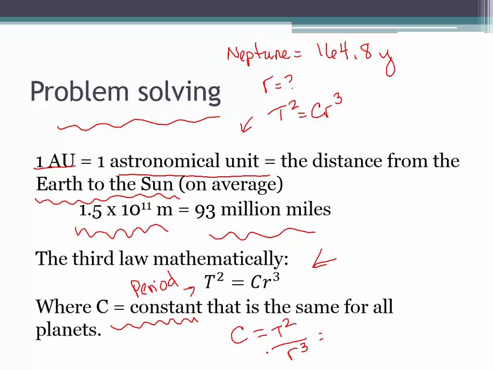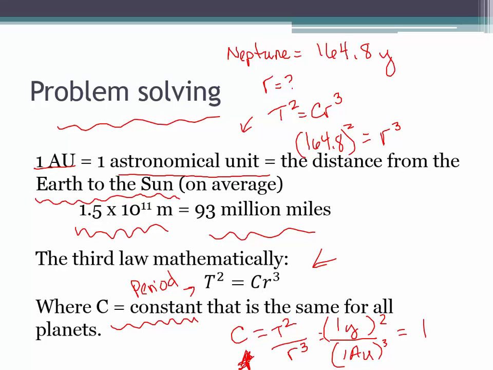So we're just going to go with Earth. The period for Earth to go around the Sun is 1 year. And the distance the Earth is from the Sun is 1 AU. So that makes our math super easy. So that's just 1. So when we come back up here, we have the period 164.8 squared is then equal to radius cubed. So I know some of you guys are like, why is the C even there?